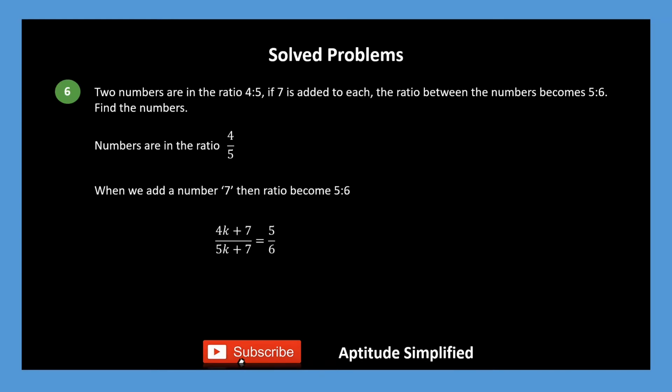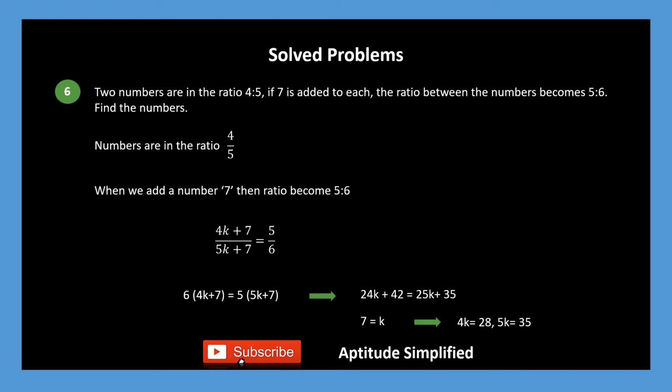Now we will have to solve this equation for the value of k. So you can multiply 6 with 4k plus 7 and equate it to 5 multiplied by 5k plus 7. When you open the brackets, you will get 24k plus 42 is equal to 25k plus 35. And when you move the 24k towards the right side and 35 towards the left side, you will get the value of k as 7.